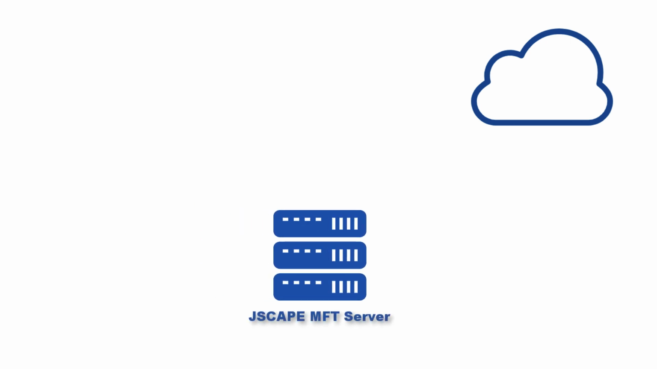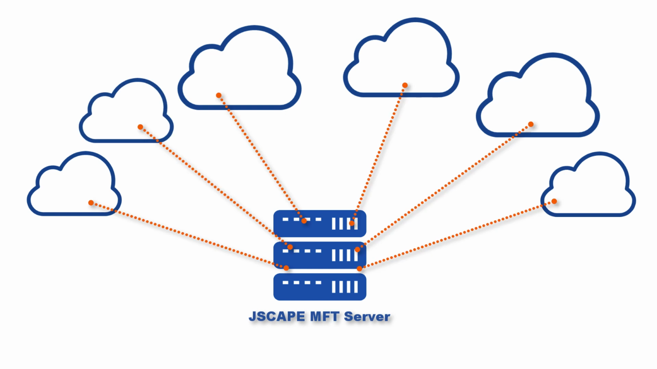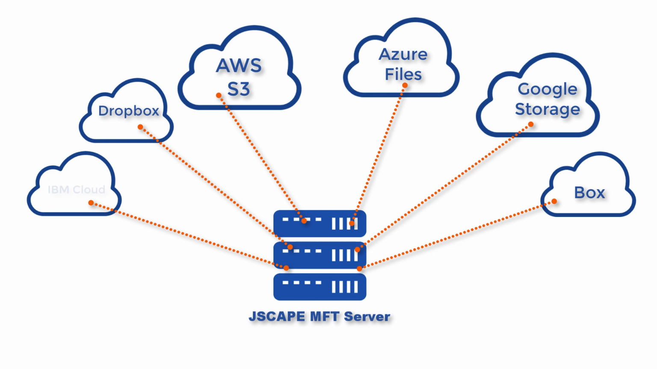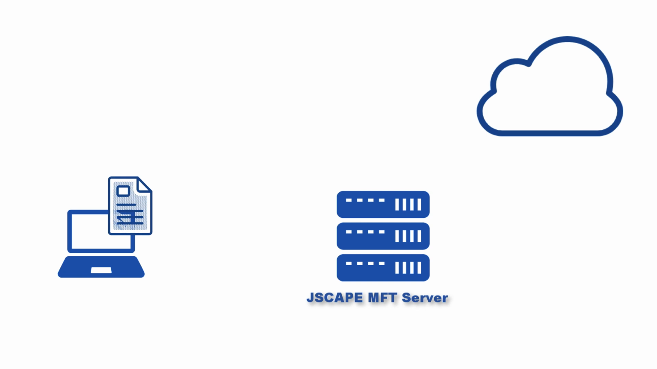JSCAPE MFT Server easily integrates with several cloud storage solutions like AWS S3, Azure Files, Google Storage, Box, DropBox, and IBM Cloud, so that when users transfer files to it via FTPS, SFTP, AS2, HTTPS, and so on, those files will be stored directly into one of these cloud storage solutions. In this post, we'll teach you how to configure JSCAPE MFT Server so it will store user files to Box.